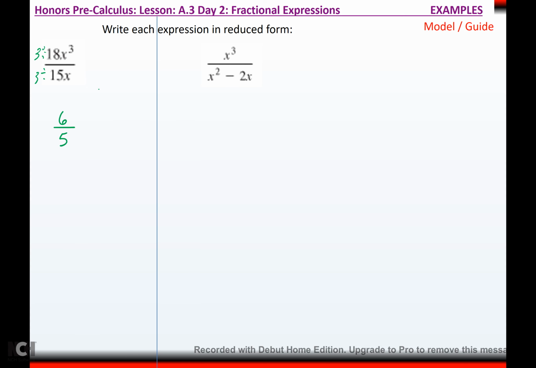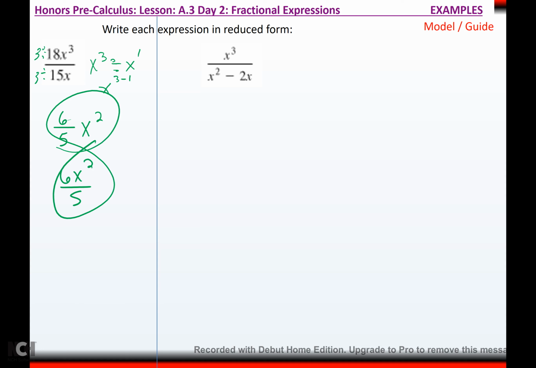And then for my letters, I have x cubed. When you do x cubed divided by x to the first, it's x to the 3 minus 1. And you subtract exponents, which gives me x squared. Now you can write it like that, or you can write 6x squared over 5. These are both correct answers. Okay? All right, the other one, the top is a monomial, but the bottom is a binomial.